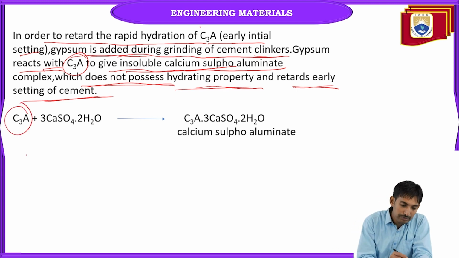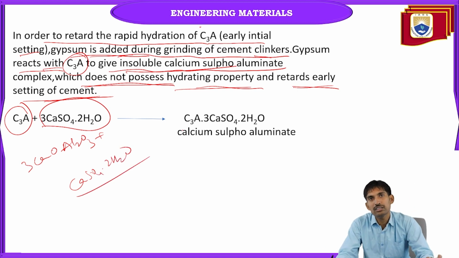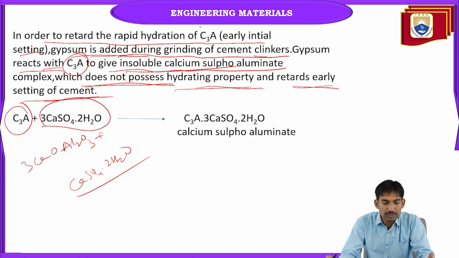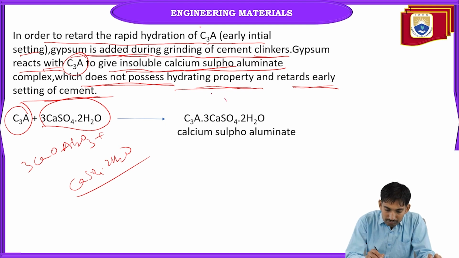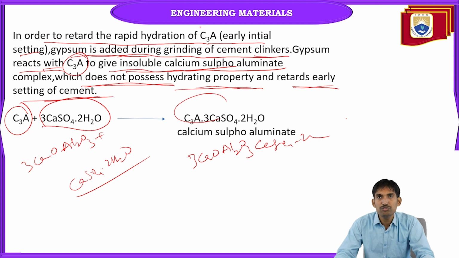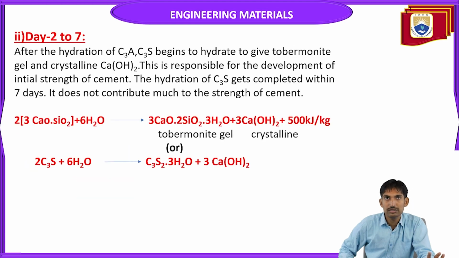See, tricalcium aluminate means 3CaO.Al2O3 reacts with gypsum. The gypsum formula is calcium sulfate 2H2O. That is called gypsum. This tricalcium aluminate reacts with the calcium sulfate 2H2O, nothing but gypsum. It forms C3A, that means 3CaO.Al2O3.CaSO4.2H2O. That is called calcium sulfoaluminate. It forms the calcium sulfoaluminate solid. It prevents the initial setting of the cement, and it prolongs the initial setting of the cement.